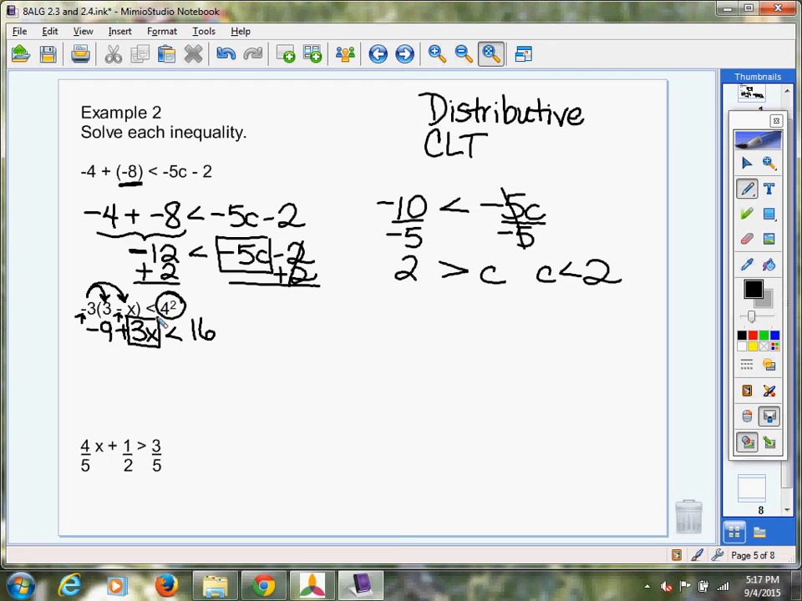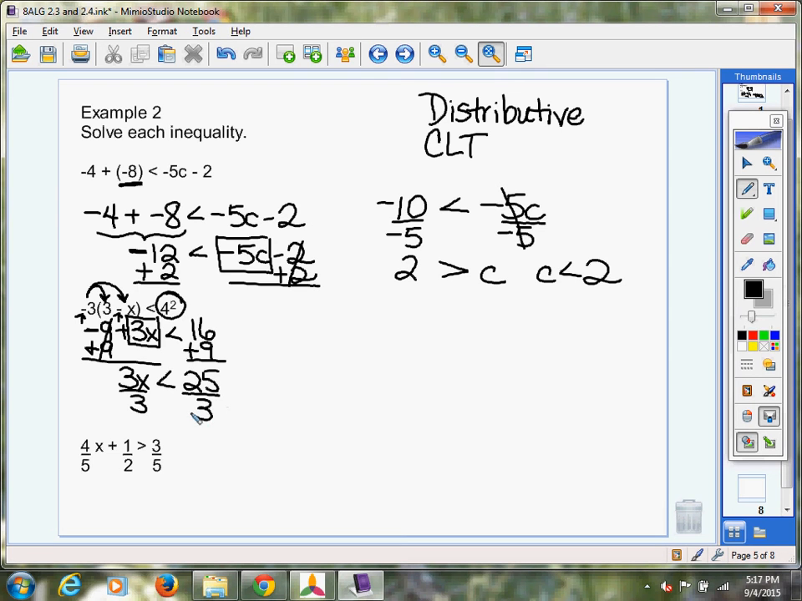Notice that negative 9 is being added to 3x, and negative 9, of course, is negative. So to undo the negative 9, we're going to add 9 to each side. Okay? And we're going to get 3x is less than 25. And then we're going to divide each side by 3.